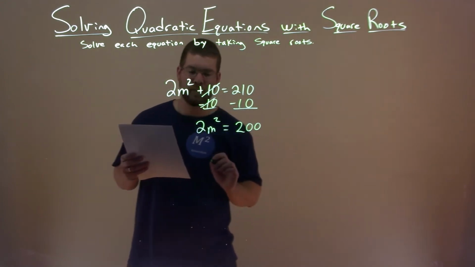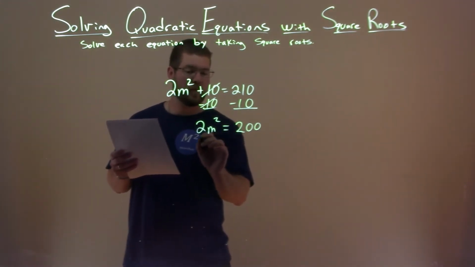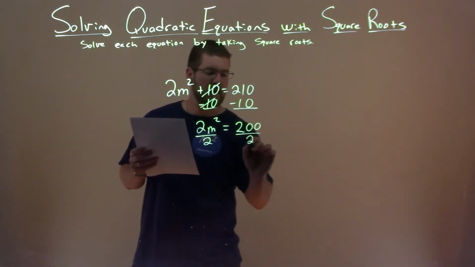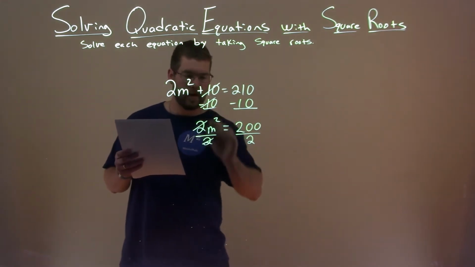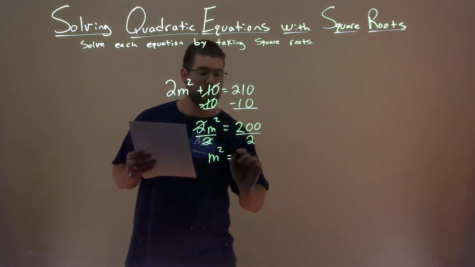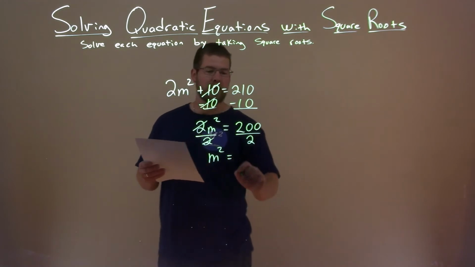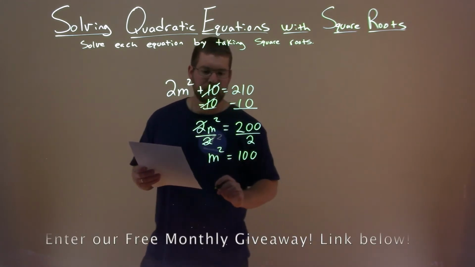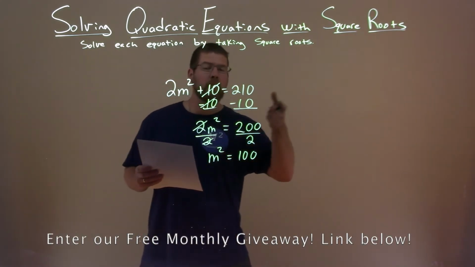Not too bad. Well, 2 is being multiplied by m squared. The opposite of that is division. Divide both sides by 2. Now we have m squared by itself equals 200 divided by 2, which is 100. Okay, m squared equals 100.